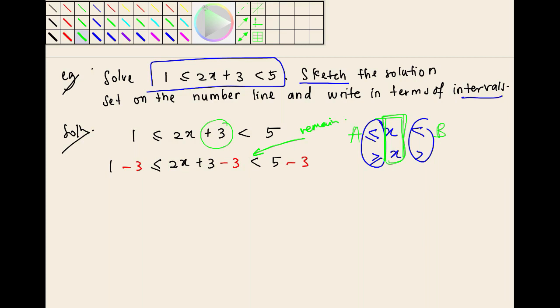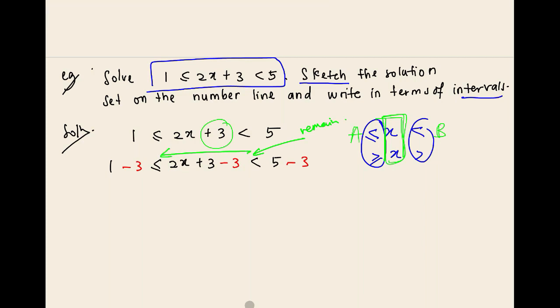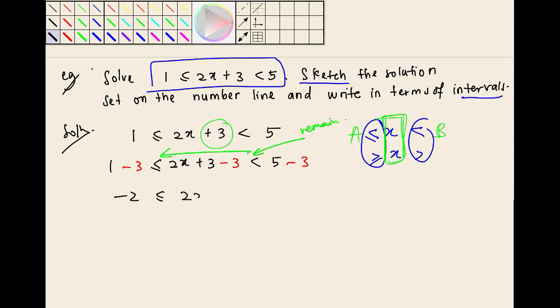So now, same for this, so it remains the same. Now we solve for this. We have negative 2, 2x, this cancelled, and then 5 minus 3, you get 2. Now because we want to leave x alone, so that means what I'm going to do is I'm going to divide this 2x with 2. So on the left I divide by 2, on the right also I divide with 2.